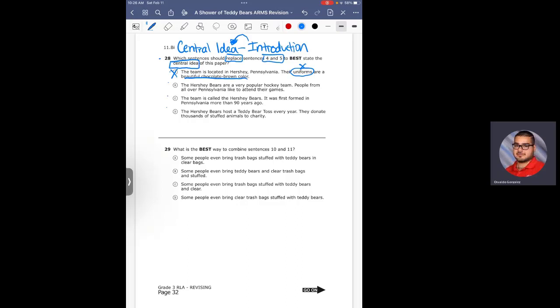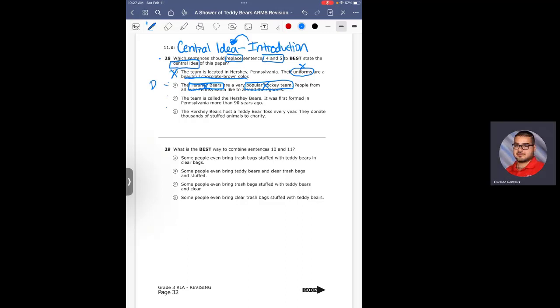Let's see B. The Hershey's Bears are a very popular hockey team. People from all over Pennsylvania attend their games. Now, although part of the central idea might be the Hershey's Bears, the central idea is not about the team. It's about the event. Now, this could be my distractor here.